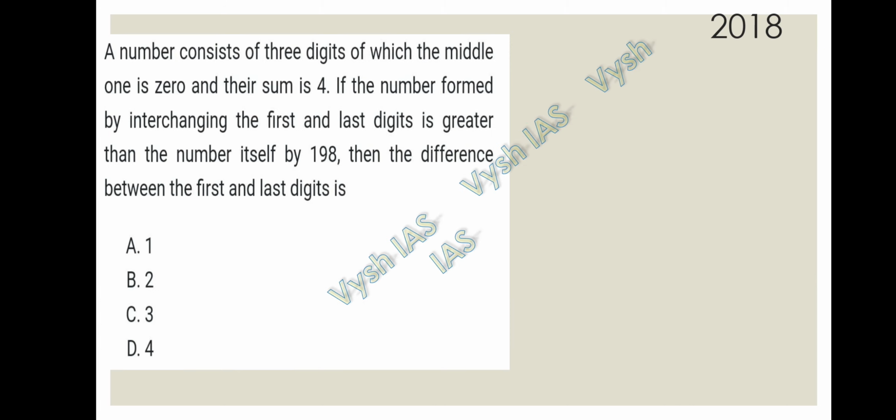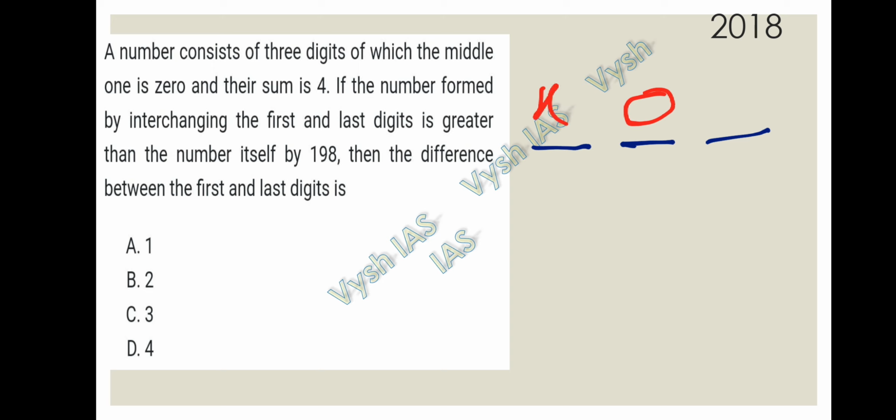Now let's solve the other 2018 question. A number consists of 3 digits of which the middle one is 0, and their sum is 4. If the number formed by interchanging the first and the last digits is greater than the number itself by 198, then find the difference between the first and the last digits.